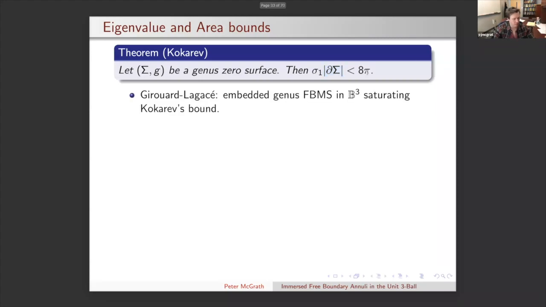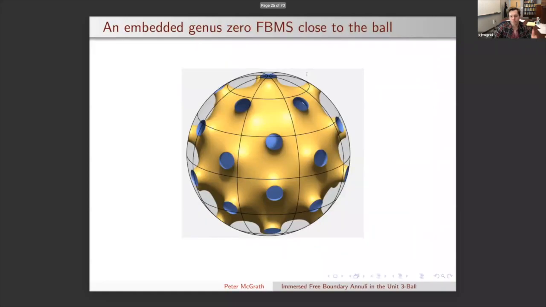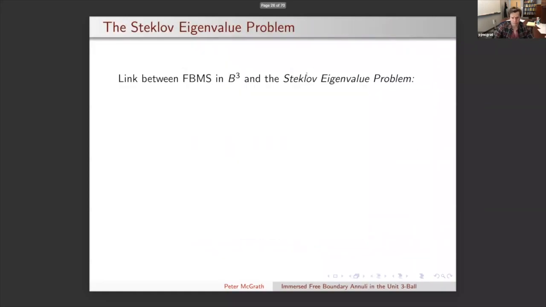And so in some important recent work, it was shown that one can construct families of embedded genus, there's a typo there, that should be genus 0, of course, genus 0 free boundary minimal surfaces that actually saturate this bound. So those surfaces happen to have their first Steklov eigenvalue equal to 1, and they look, roughly speaking, like this.